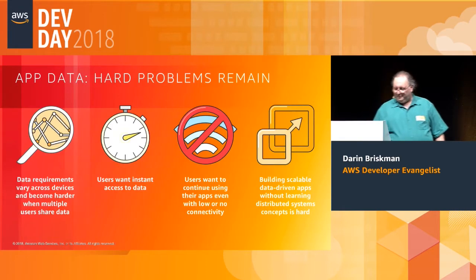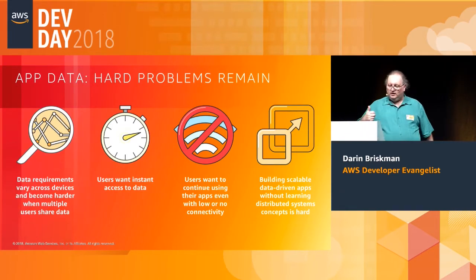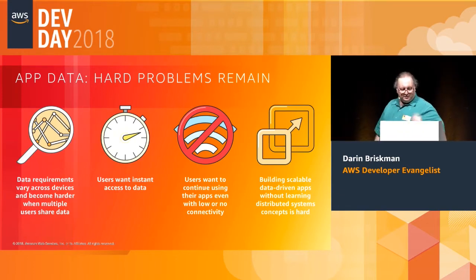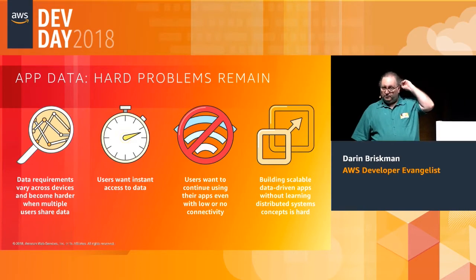There's a lot of problems with data. Problem number 1, data requirements vary across devices and they become harder when users share data, right? I'm going to have different ways I want to deal with data in different interfaces. I'll give a simple e-commerce example. If I go to Amazon or another e-commerce site on my laptop and I look for books, how many choices do I really want to see on my screen? 5, 6, 7, 10? That's okay.